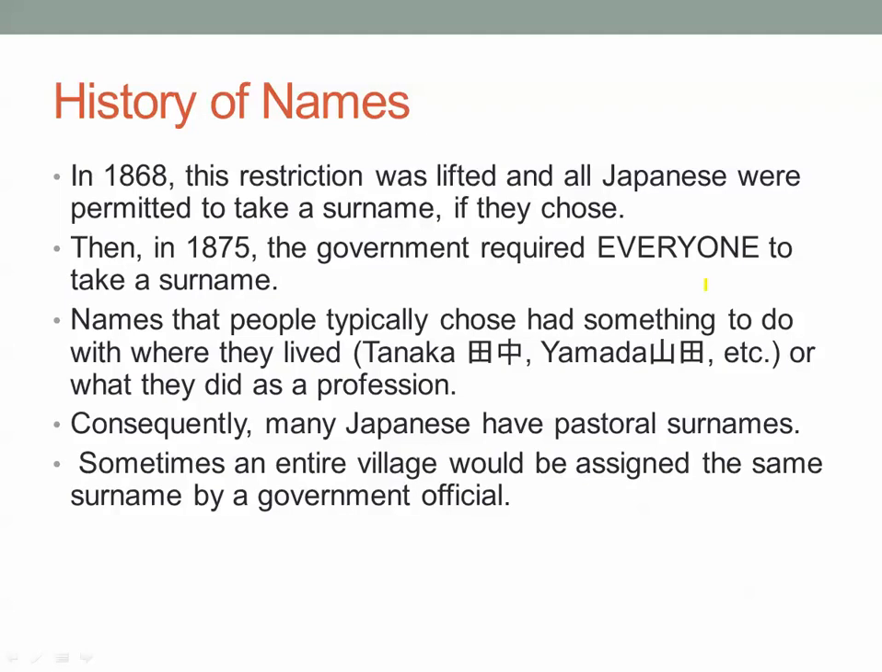And one of the funnier stories that I've heard about this whole process is that these officials would go out to the villages and they essentially were given a mandate: I have to give everybody a surname before I move on to the next village. And that was an onerous task. And so sometimes an entire village would be assigned the same name by a government official because it was too much to give each individual something distinct. And so he just said, okay, everybody who's living in this town is going to be Tanaka.